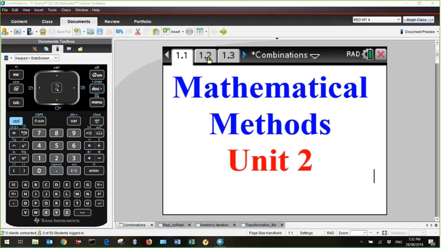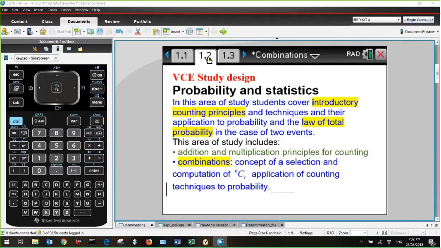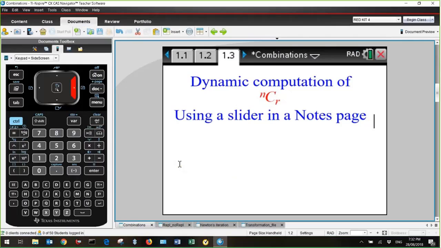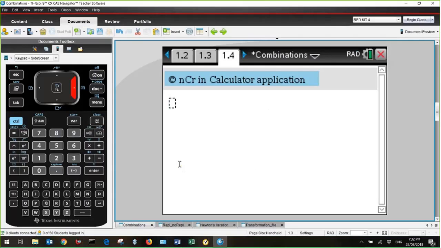For my part, I'll be, first of all, talking about probability and statistics. And first activity, I'm going to concentrate on the last dot point in the VCE study design, which is on combinations and the concept of selection and computation of nCr. So I'm going to have a look at dynamic computation of nCr using a slider in a notes page. So we can calculate nCr in a calculator page.